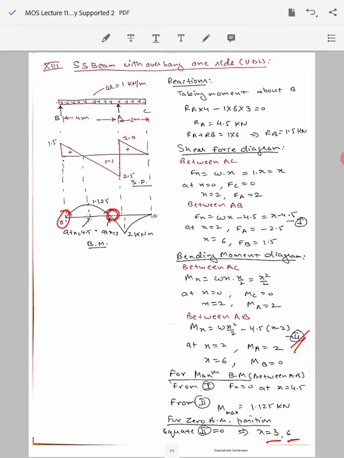Okay, so now this brings us to the end of today's lecture. We will do some more cases of the simply supported beam and the cantilever beam with other kinds of loads also in the next class.